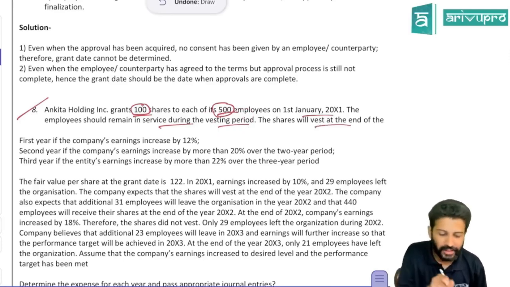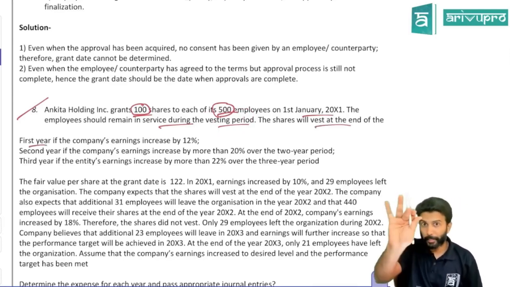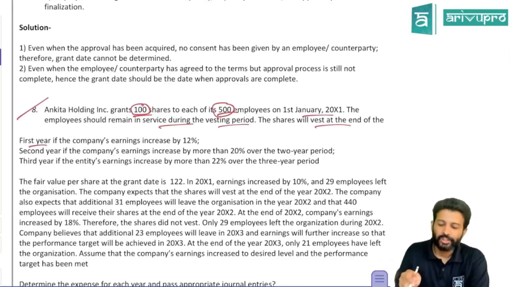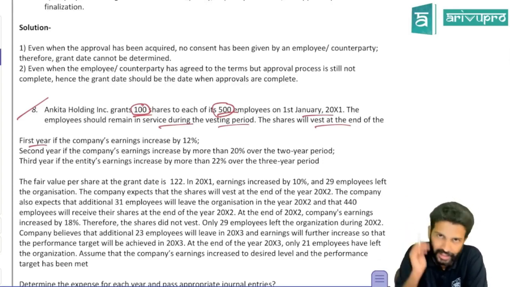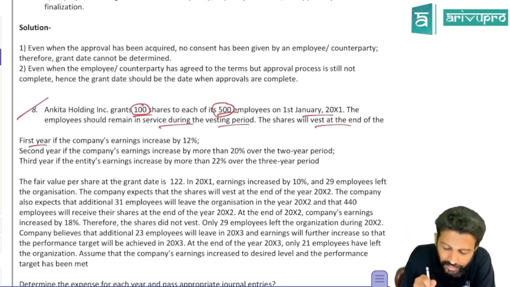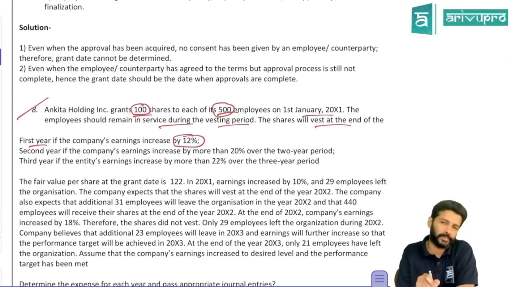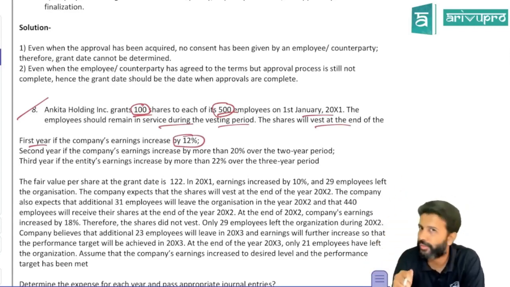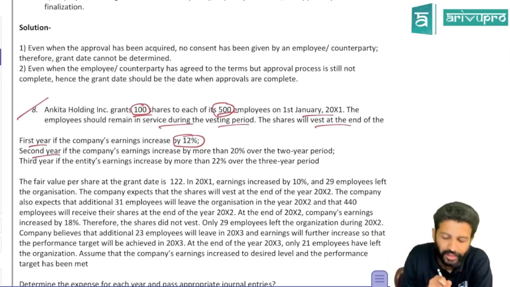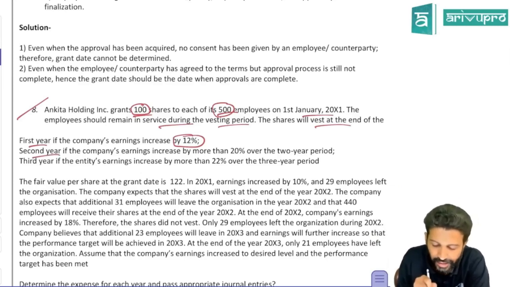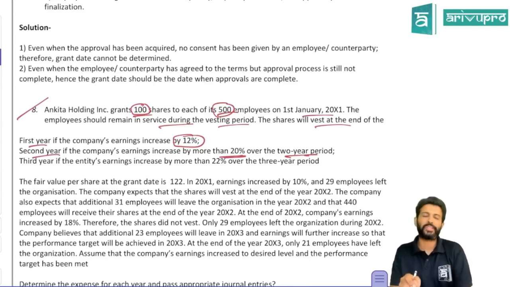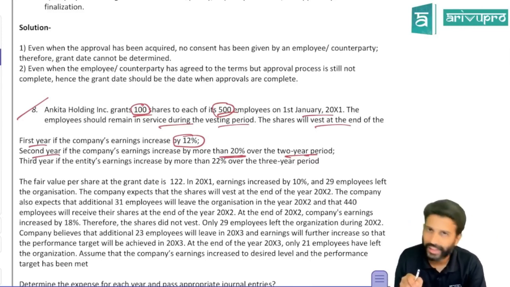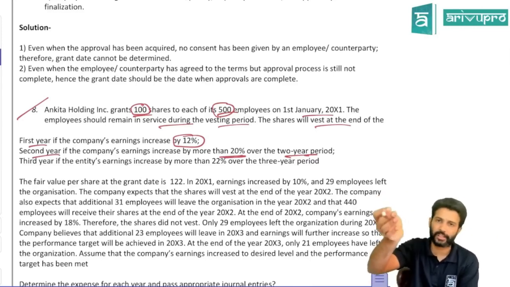The shares will vest at the end of first year. In my example it is 3, here it is not 3. The employees will be eligible to buy the shares at the end of first year if the company's earnings increase by 12%. If the company's earnings increase by 12%, we will give the shares to employees in the first year itself, or we will give it in the second year if the company's earnings increase by more than 20% over a 2-year period. On an average, if earnings for 2 years increase by more than 20%, then we will give it.